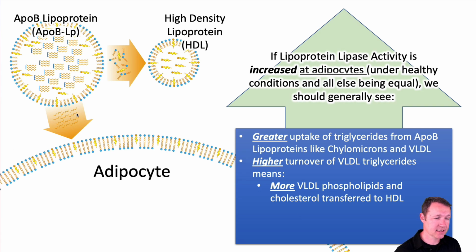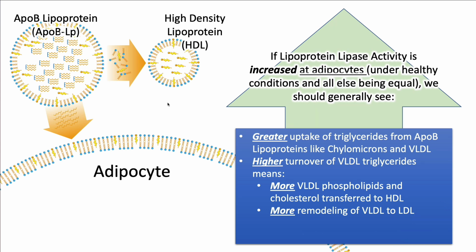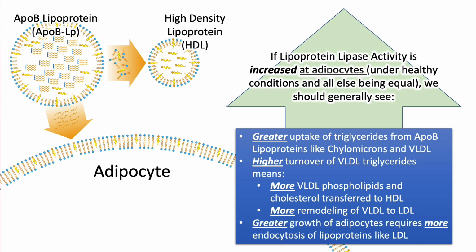So we're seeing LPL resulting in more of this going into the adipocyte, more of the cholesterol and phospholipids going into HDL particle species, and more remodeling of VLDL to LDL. But bear in mind also greater growth of adipocytes. This needs to grow. Therefore, it's going to require more endocytosis of lipoproteins like LDL.